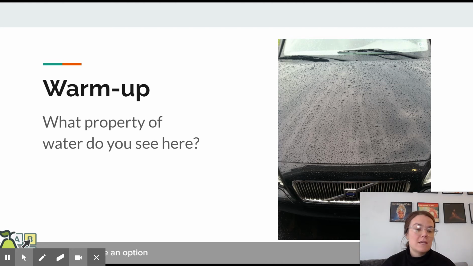But you can also say that you see surface tension because, again, those water droplets have those nice curves on the outside. And I would accept adhesion because technically it is sticking to something.